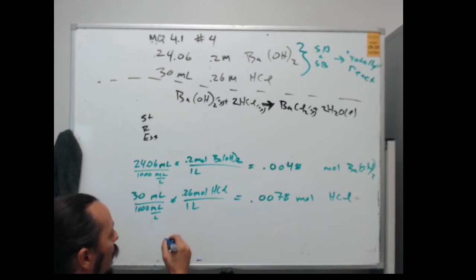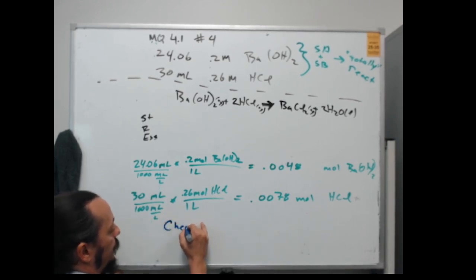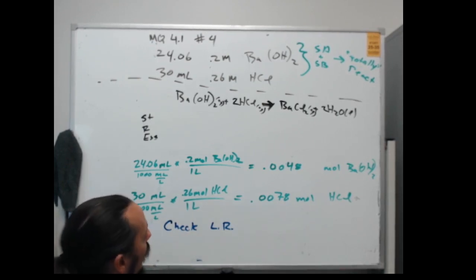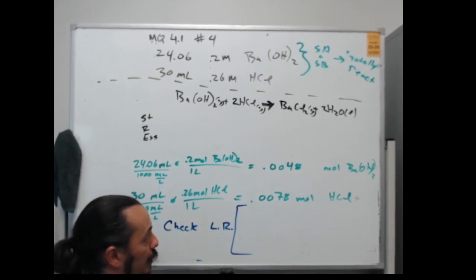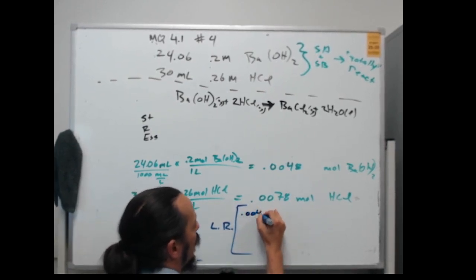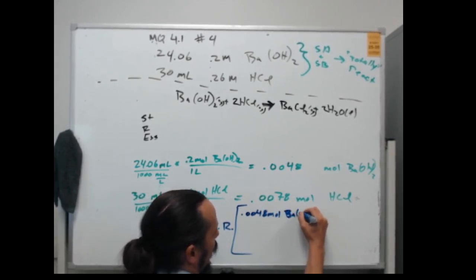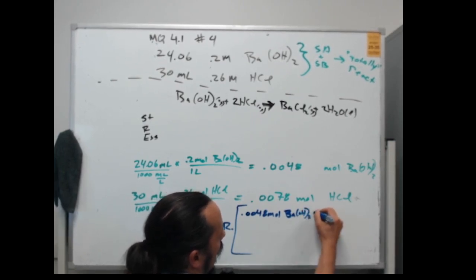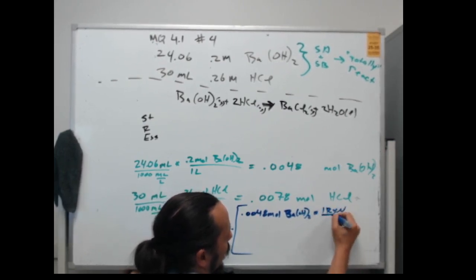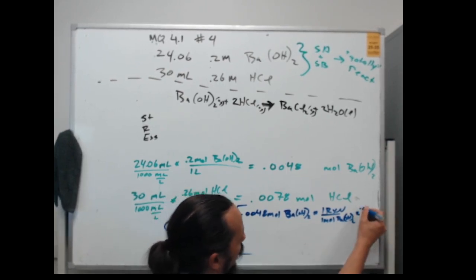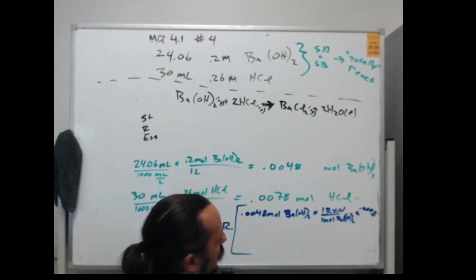And my favorite way is moles of reaction. So I'm going to check for my limiting reactant, and I'm going to calculate how many times the reaction could happen. So with 0.0048 moles of barium hydroxide, every one time the reaction happens, it uses 1 mole of barium hydroxide. So that tells me the reaction can happen 0.0048 times.